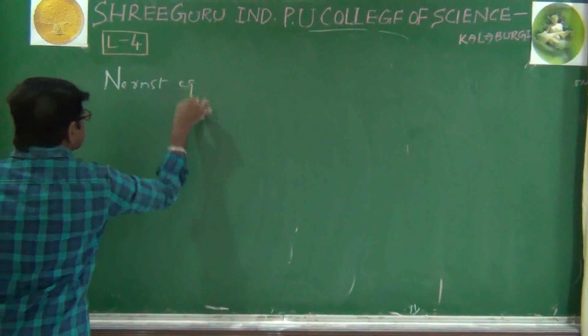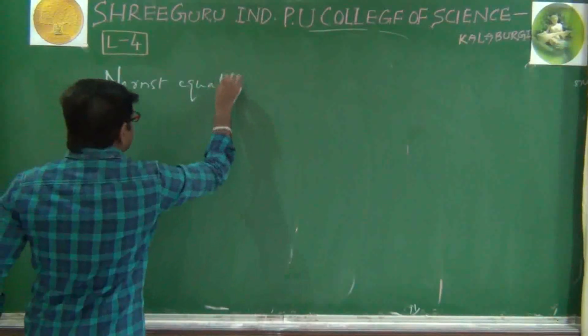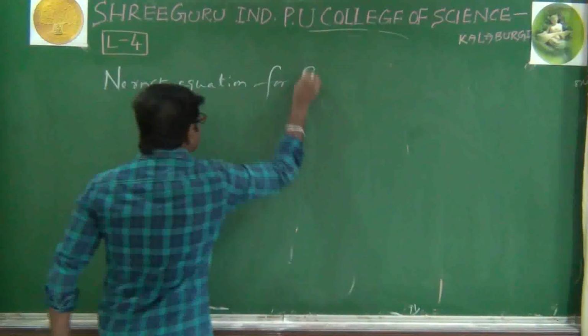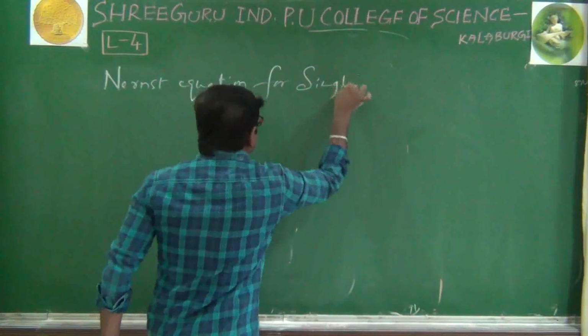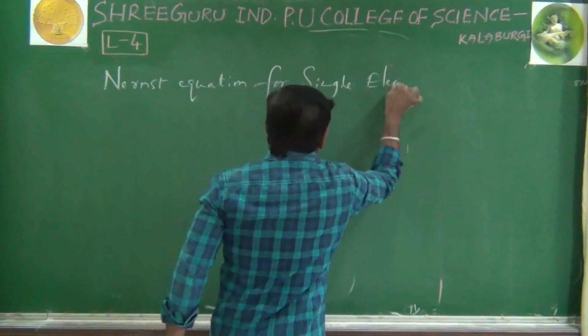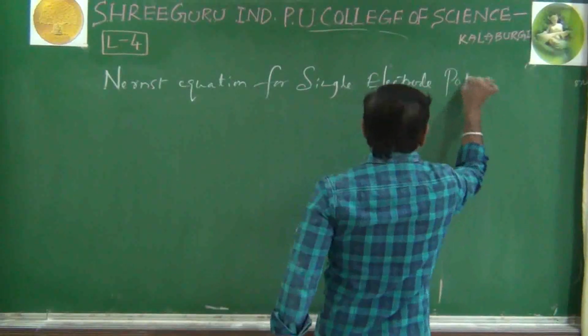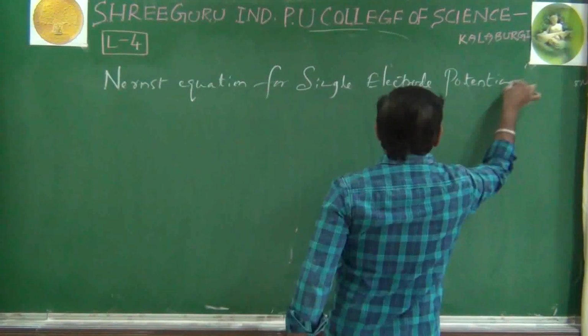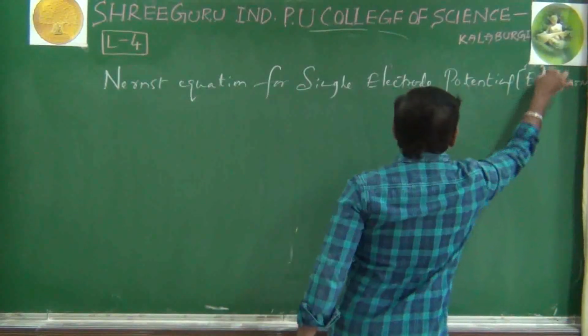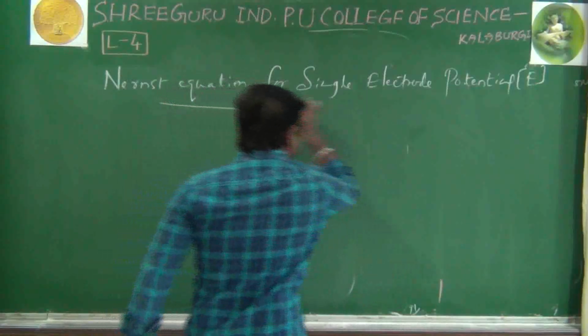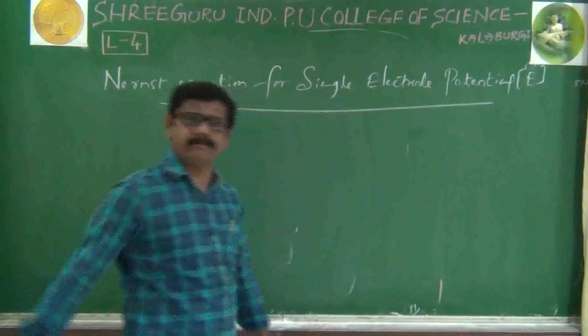Nernst equation for particularly single electrode potential. Single electrode potential, that is nothing but the Nernst equation for single electrode potential.